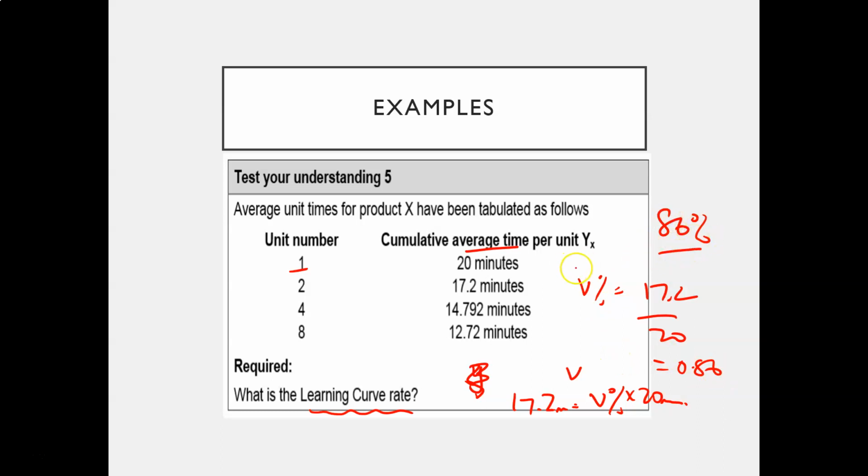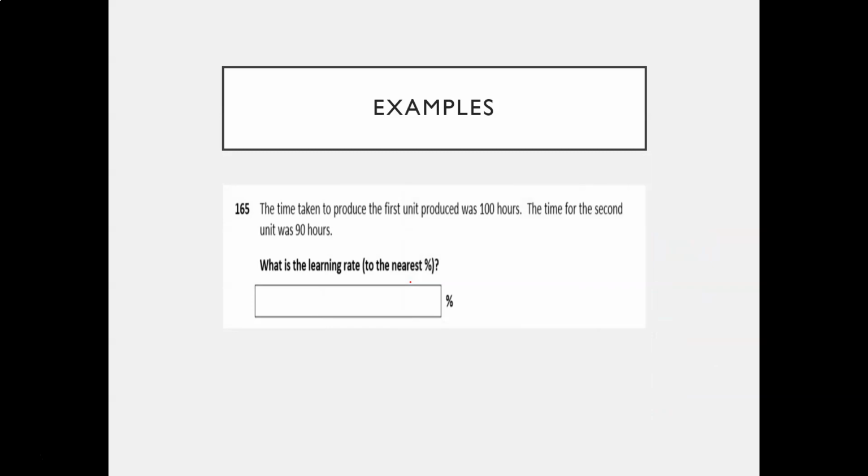I can test it. You do 86% of 17.2 and you get 14.792. And you do 86% of that and you get 12.72. So it's very clear that the learning rate is 86%. So you can get questions like this. It's just about being flexible, because if you know what you're doing, then you can find the relationship.